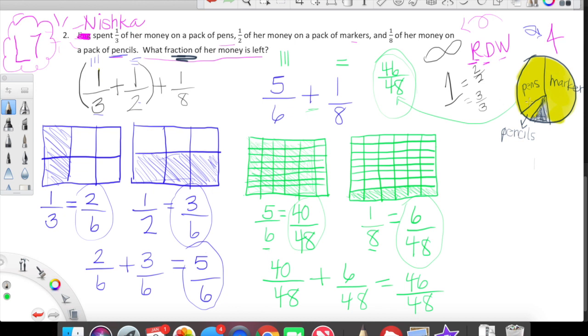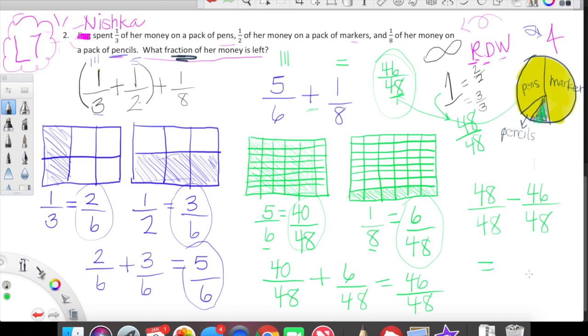This whole circle represents one whole. If I wanted to represent one whole with a fraction that has the same denominator, what would that fraction look like? Indeed, it would look like 48/48. This circle represents 48/48 of her money, or one whole, all of her money. So if she started off with one whole, all of her money, and she spent 46/48 of her money, what does she end up with? What is this fraction here, you guys?